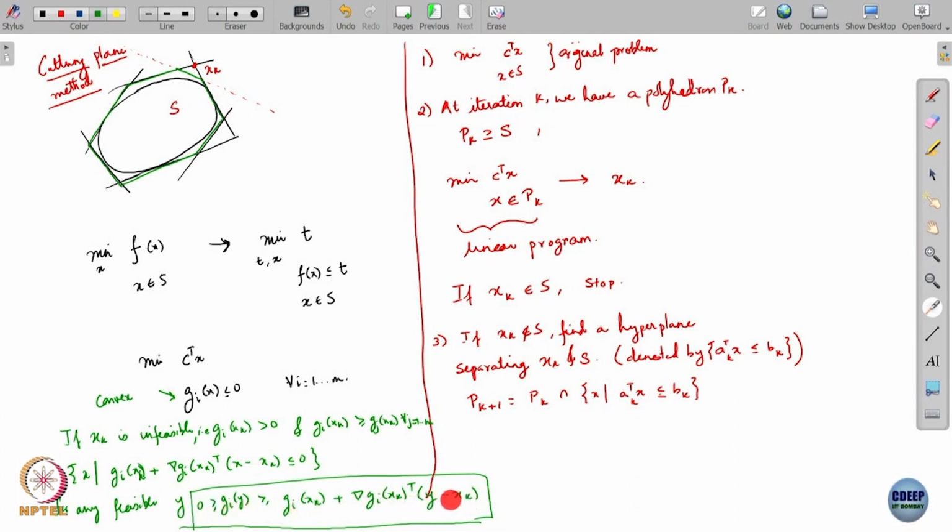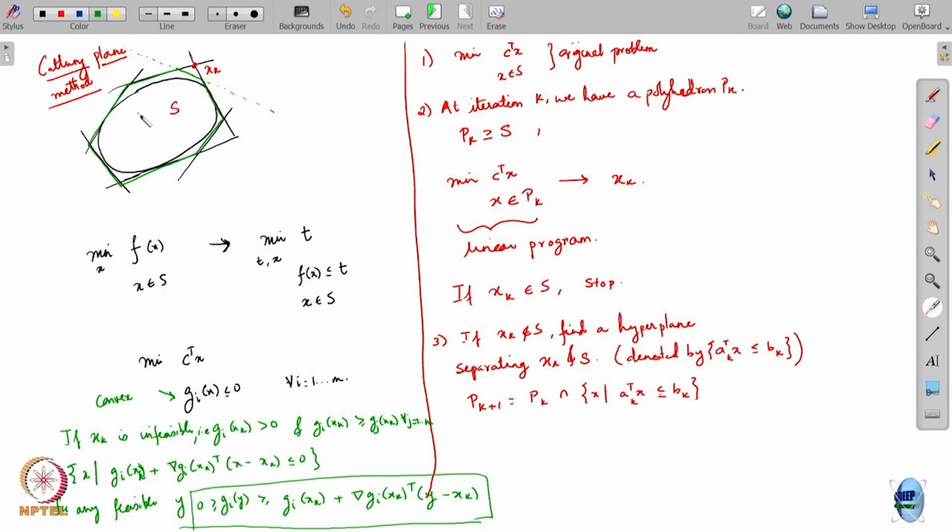So, what does this mean? This means that the entire feasible region of your problem must be contained in this particular half space that is defined here, right. So, when you find a point x_k, you just add this particular inequality constraint to your definition of your polyhedron P_k, and that gives you an additional half space that contains the original feasible region, right.